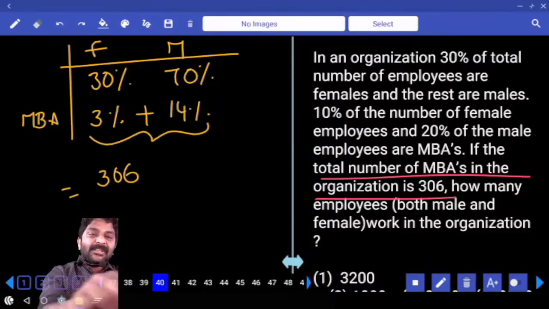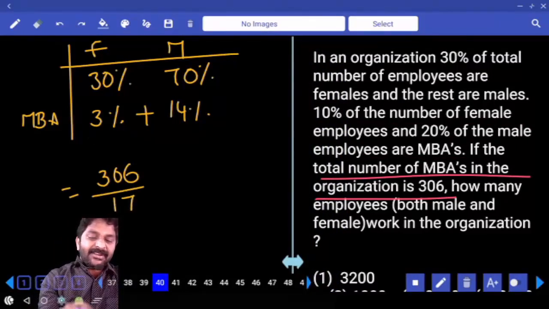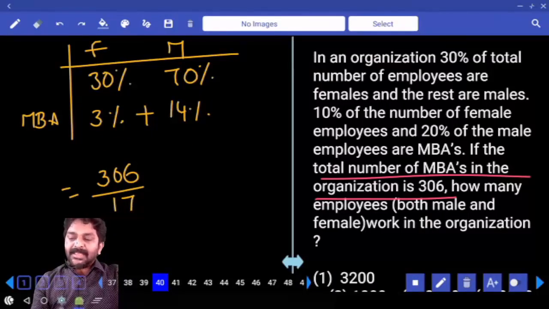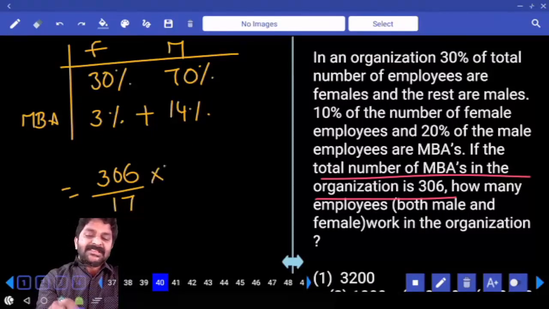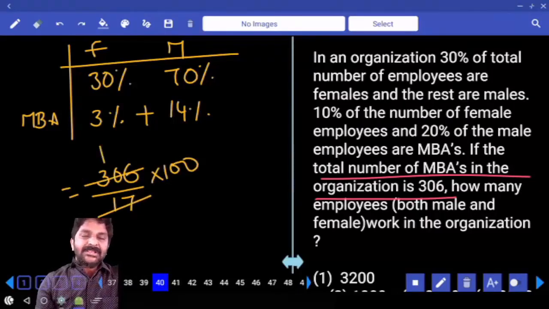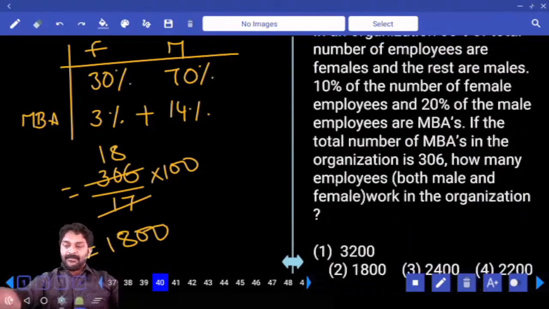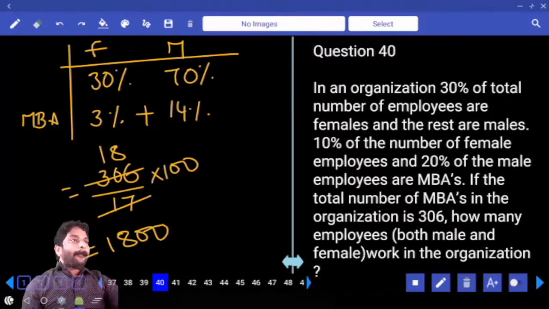that means 306 is what percentage? Then 1% is 306 divided by 17 only. How many employees work in the organization? How many employees in the sense 100%? 17 times 18 is 306, so 1% is 18, and 100% is 1800. Second option. Done.